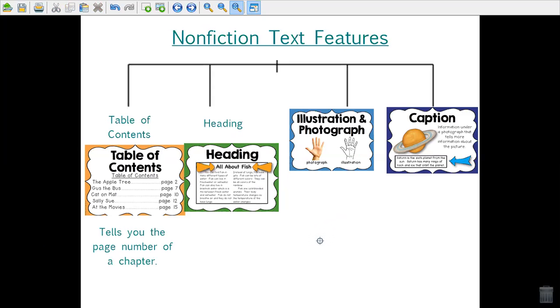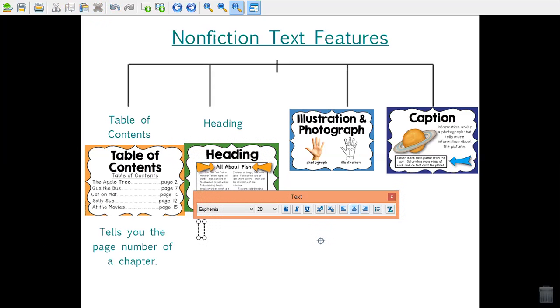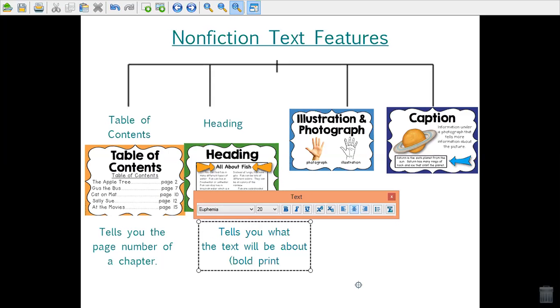There we go. And so you can either draw this all about fish and draw your arrows, or you can write your definition. The heading tells you what the text will be about. And I'm going to put in parentheses, it's in bold print usually. Usually it's in bold print or it's underlined.